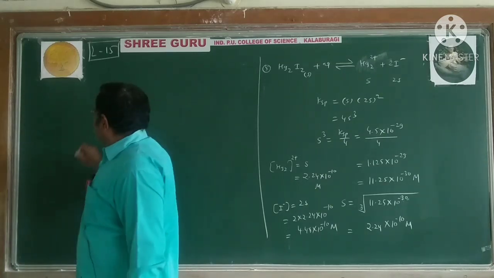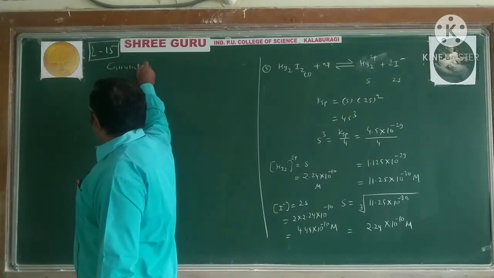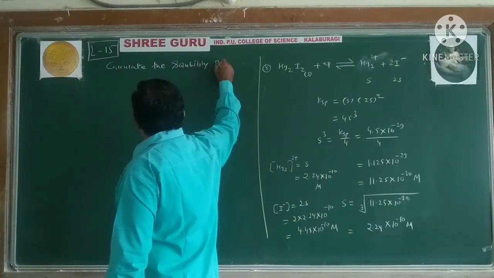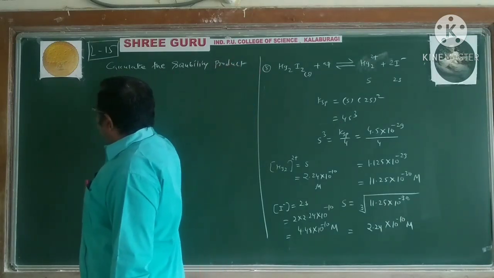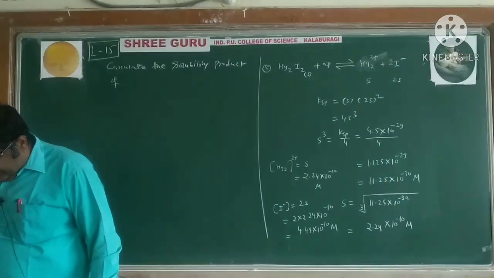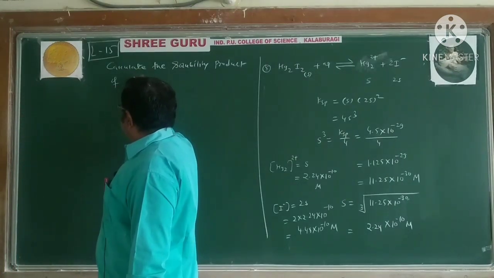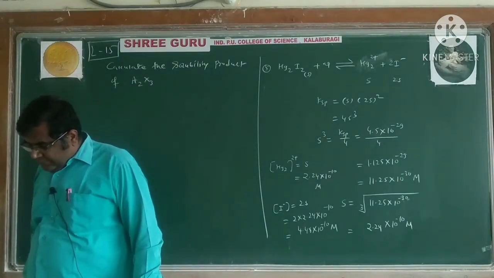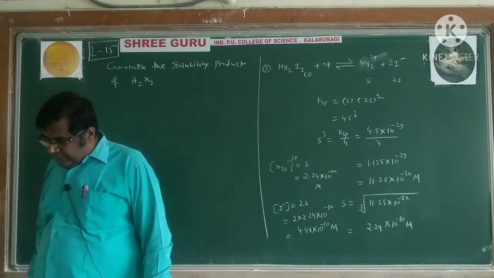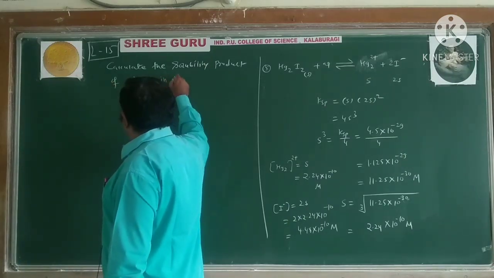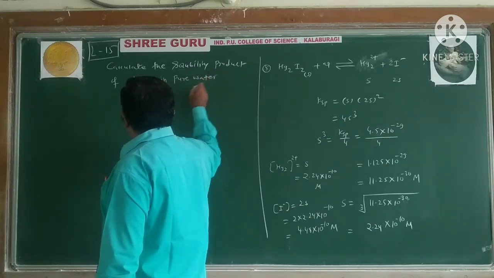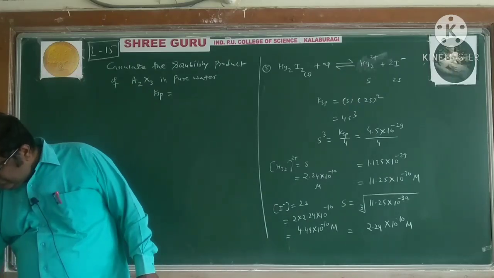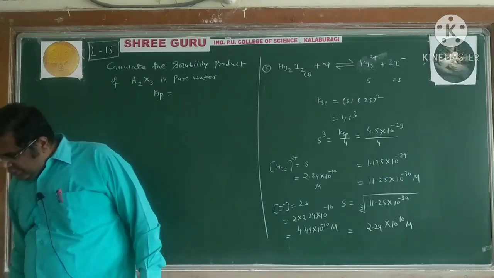Calculate the solubility product of A2X3, which is like Al2(SO4)3, in pure water. Ksp is equal to 1.1 into 10 raised to minus 23.